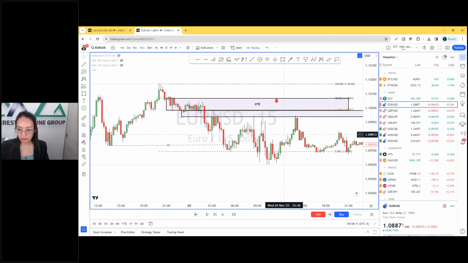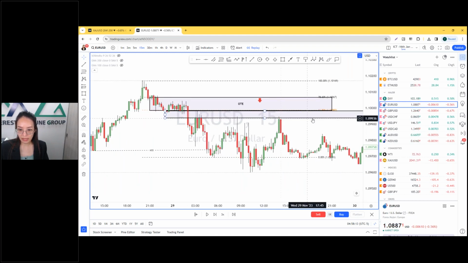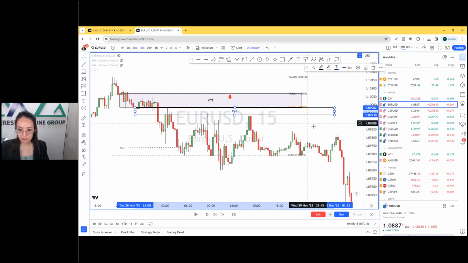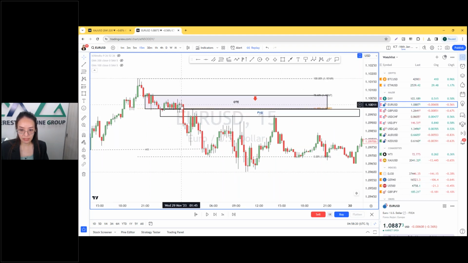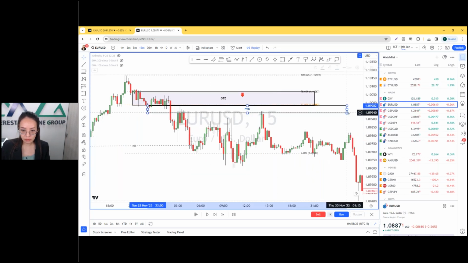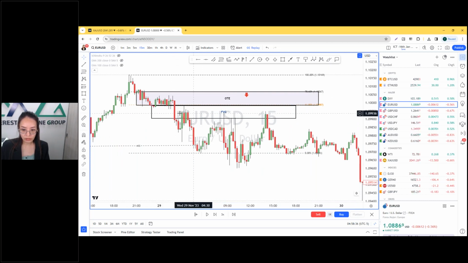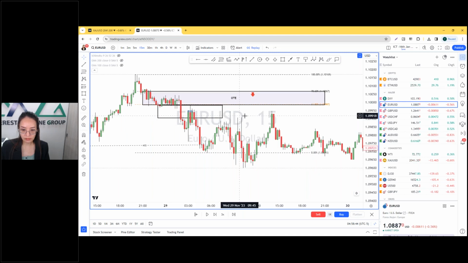I pick here. This one I can consider as my fair value gap because this is the first candle. This is an imbalance, right? Excuse me. And this is the third candle here. So there are remaining orders somewhere around here. So you can consider this one as your fair value gap.